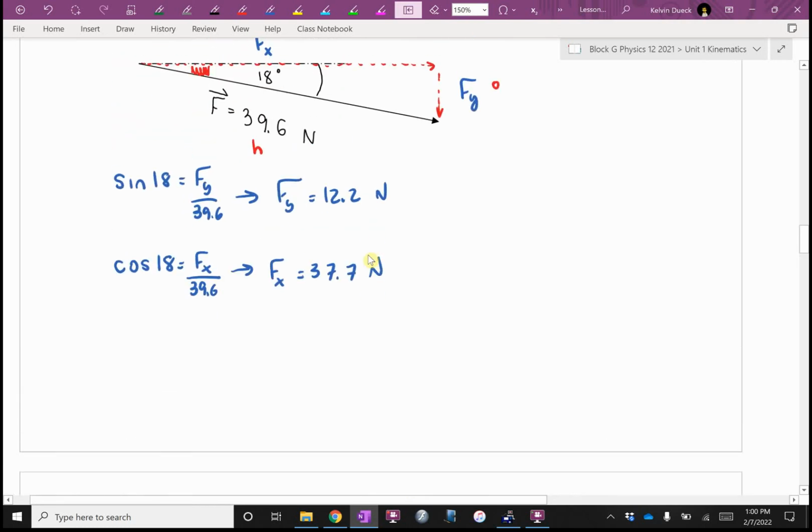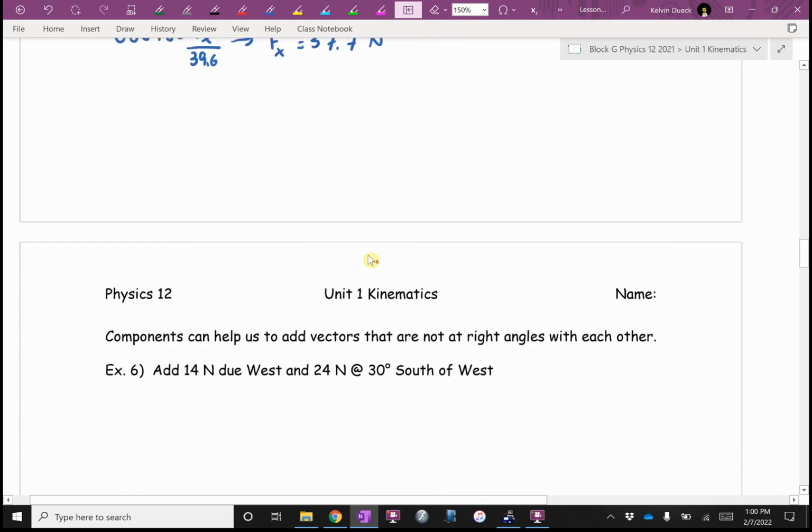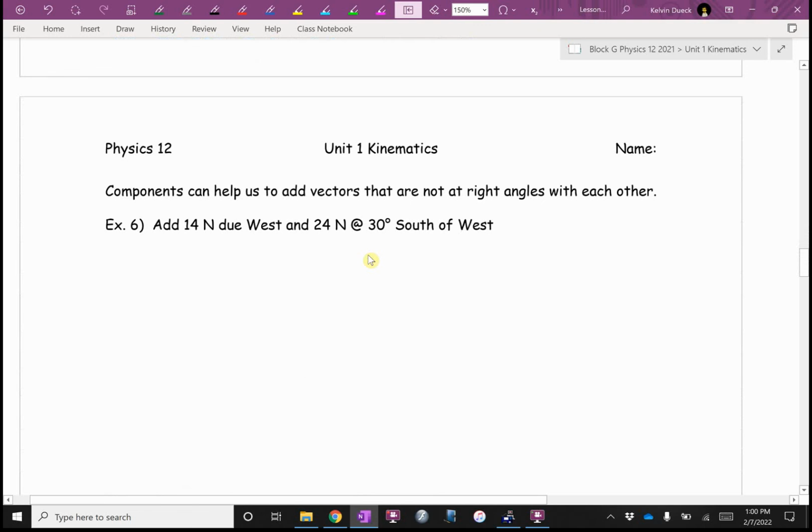So, Zach, where do we use components? Next page. Components can help us to add vectors that are not at right angles to each other. So example 6, I like example 6. Example 6 is a non-right angled triangle. How can I tell? I saw an angle, I glanced, I saw a theta. I will put those on your quiz. I don't think I'm going to give you one on your test right now.